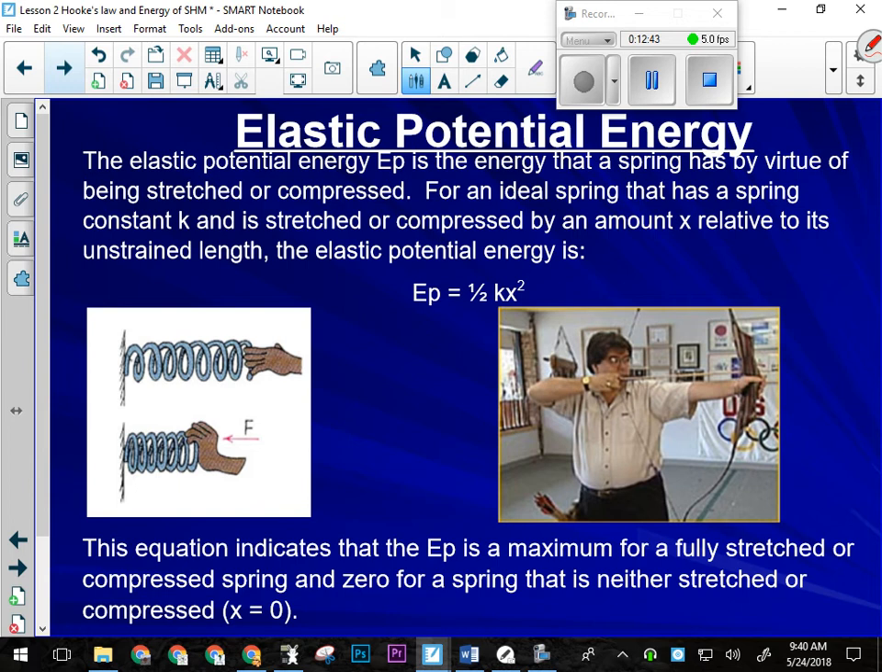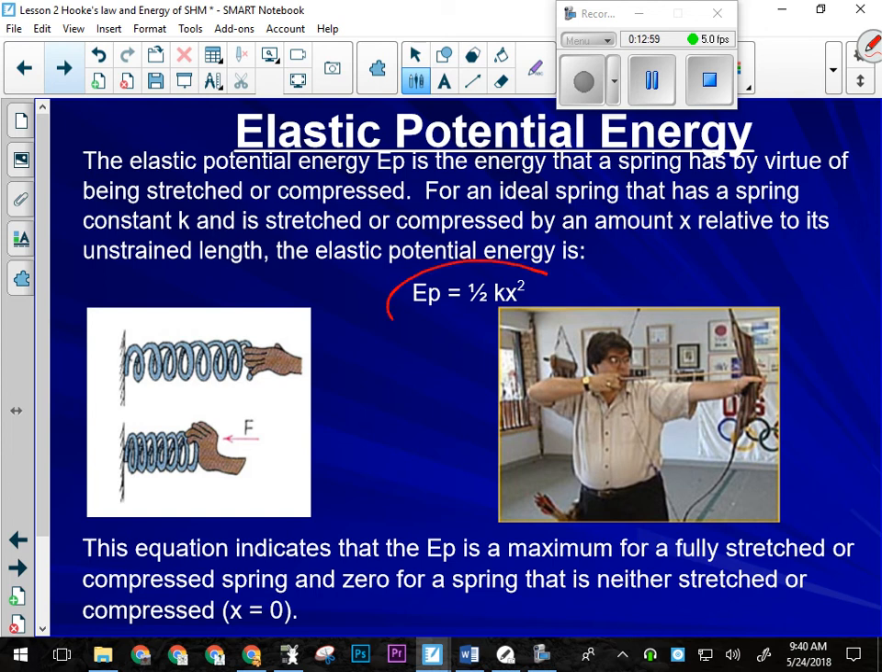So elastic potential energy is dependent on the spring itself. How stiff is the spring? The stiffer the spring, the harder it is to change its shape. And how far the spring is pulled from its equilibrium position. Here's how this relationship works.